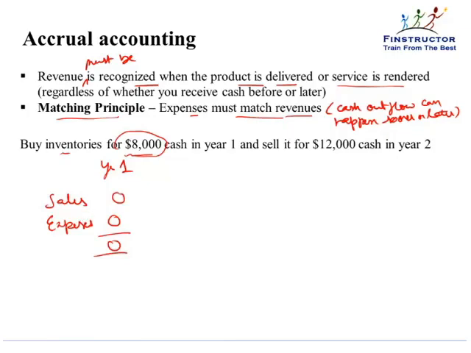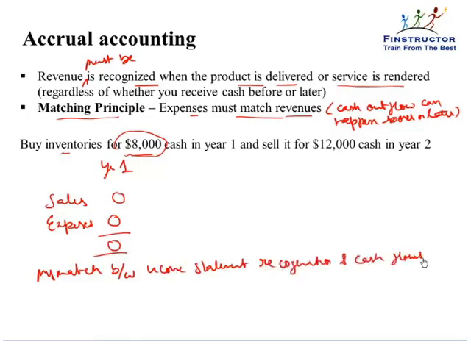So balance sheet items come because of a mismatch between the income statement recognition and the cash flows. So there is no expense that has been recognized. However, a cash outflow of $8,000 has come in year one. Hence, a balance sheet account inventory will be created that will go up by $8,000. That is, assets sitting in my books will be realized when it is sold, and the cash will go down by $8,000. Let's see what will happen in year two.